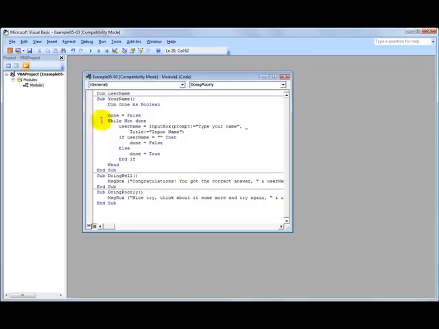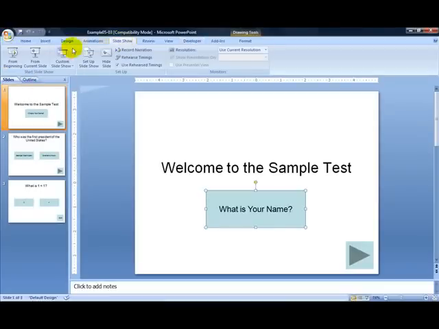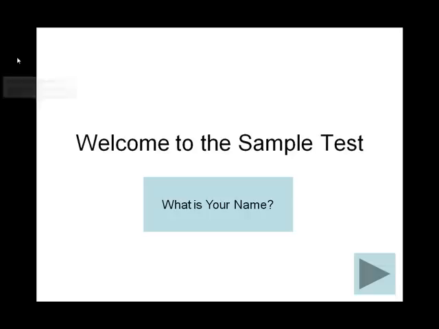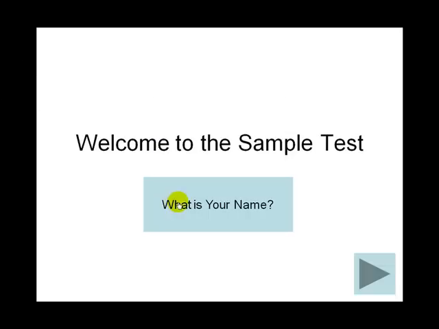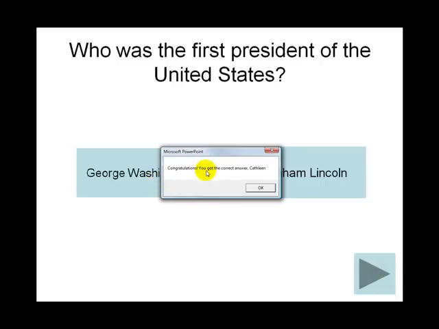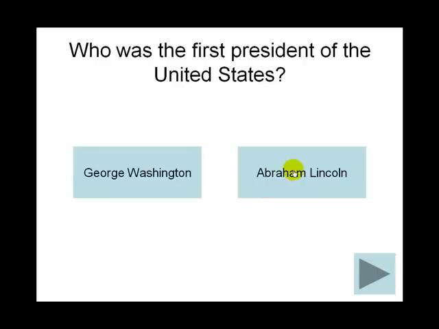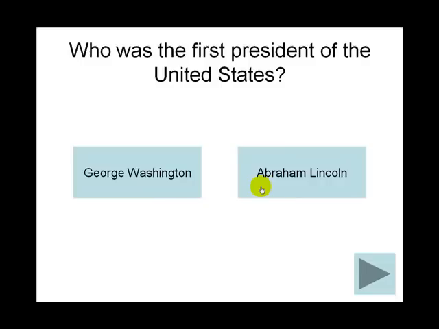Okay, now let's save this by clicking the Save button. Let's go back to our PowerPoint and run it again. Go to Slideshow from the beginning, and I'm going to very quickly go through this. Next button, George Washington. Congratulations, you got the correct answer, Kathleen. I should put a period on the end of that. Click OK. If I selected Abraham Lincoln, nice try. Think about it some more and try again, Kathleen. That's how easy it is to change the text on your pop-up boxes.